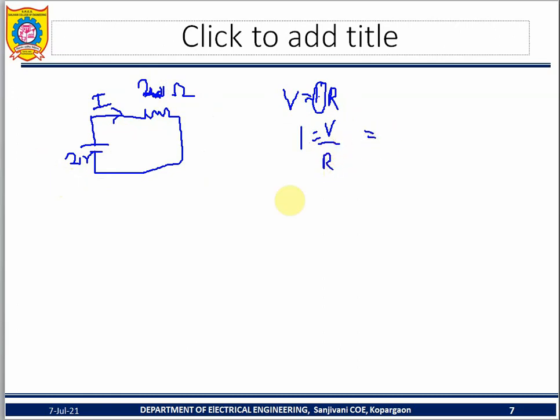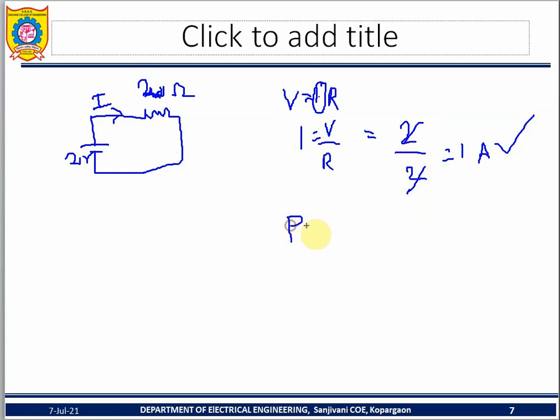What is given in the problem? V value 2, R value is also 2. Then 2 by 2 cancel. Answer 1 ampere. Very good. The flow of the current is 1 amp. Then find out the power.